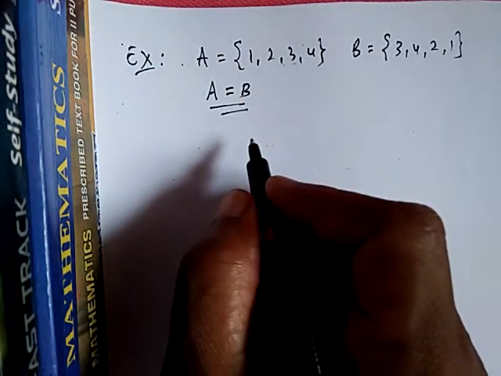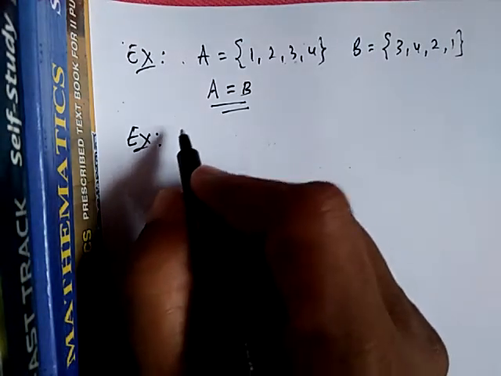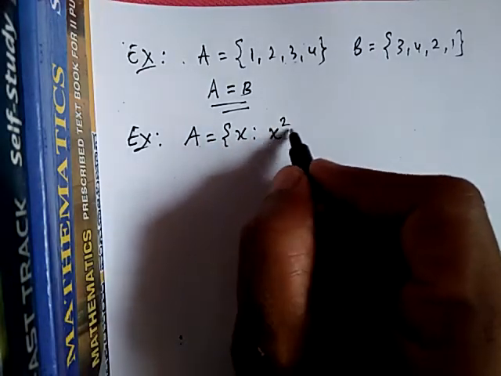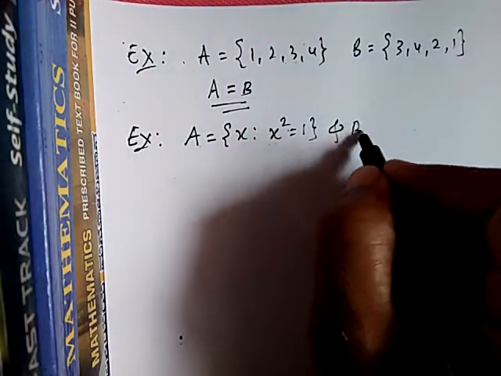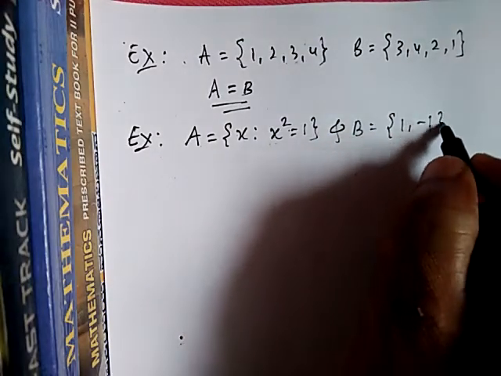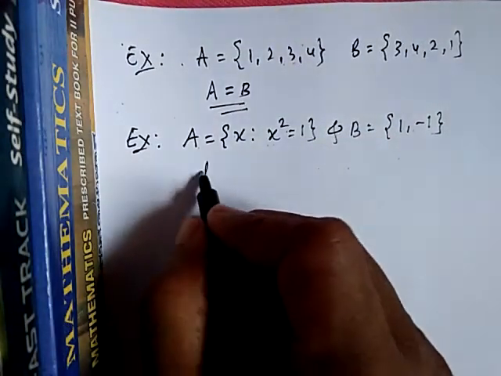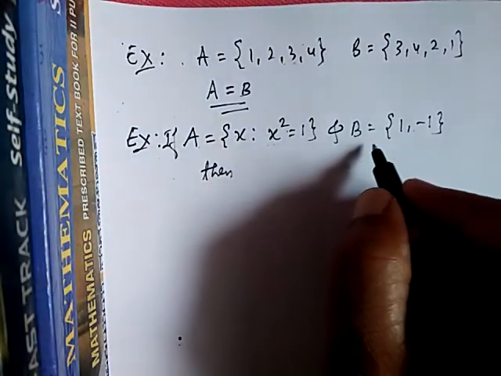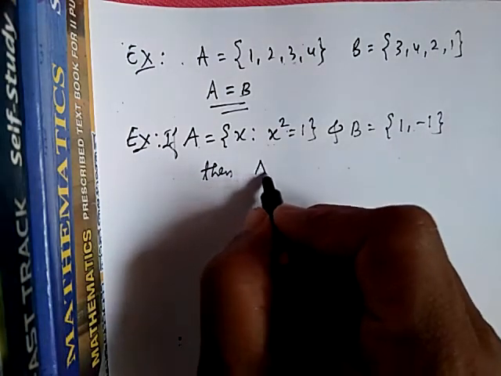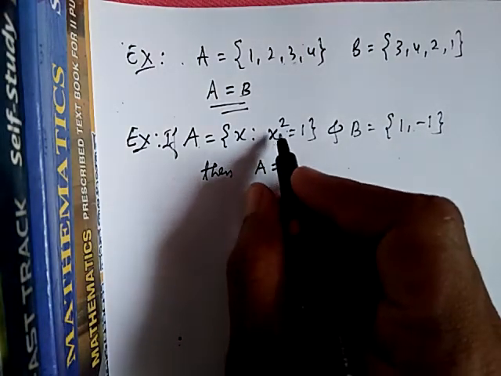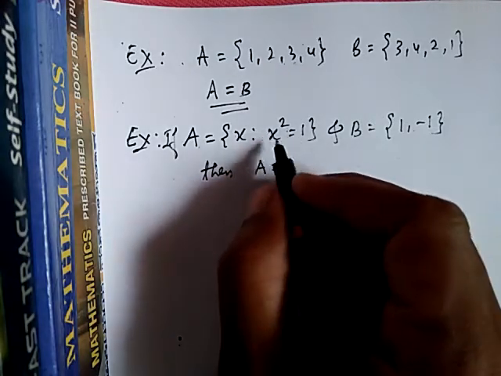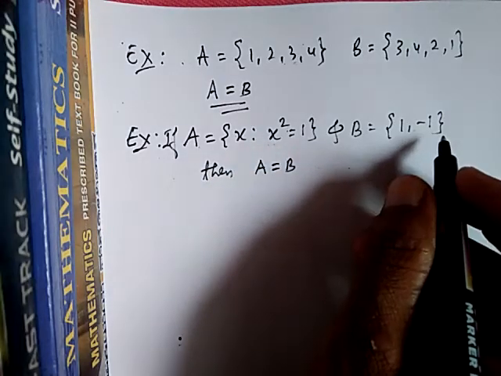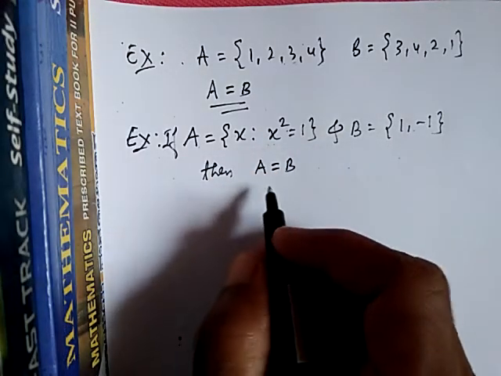Like that you can take another example. A is equal to {x such that x square is equal to 1} and B is equal to {1, -1}. Then you can say that A is equal to B, because 1 square is 1 and -1 square is 1. So in this set 1 and -1 are present, and here also 1 and -1 are present. So A is equal to B.